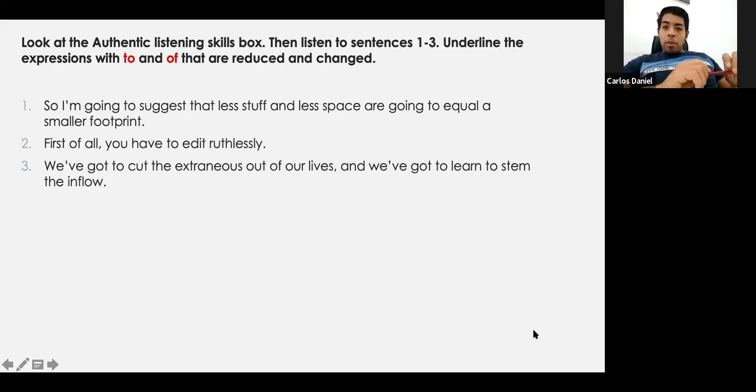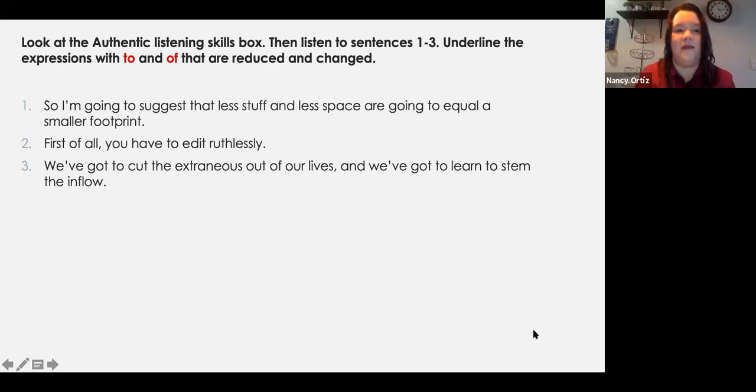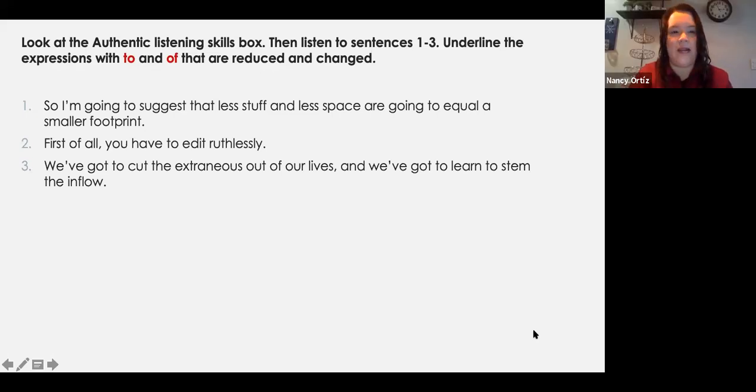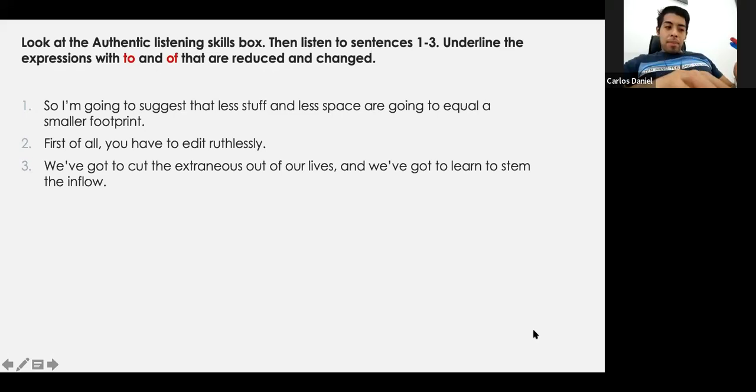Carlos, can you? Oh, okay. First of all, you have to edit ruthlessly. Okay, a few seconds to underline. And finally, Carlos, number 3. We've got to cut the extraneous out of our lives, and we've got to learn to stem the inflow. Good. Okay, ready.